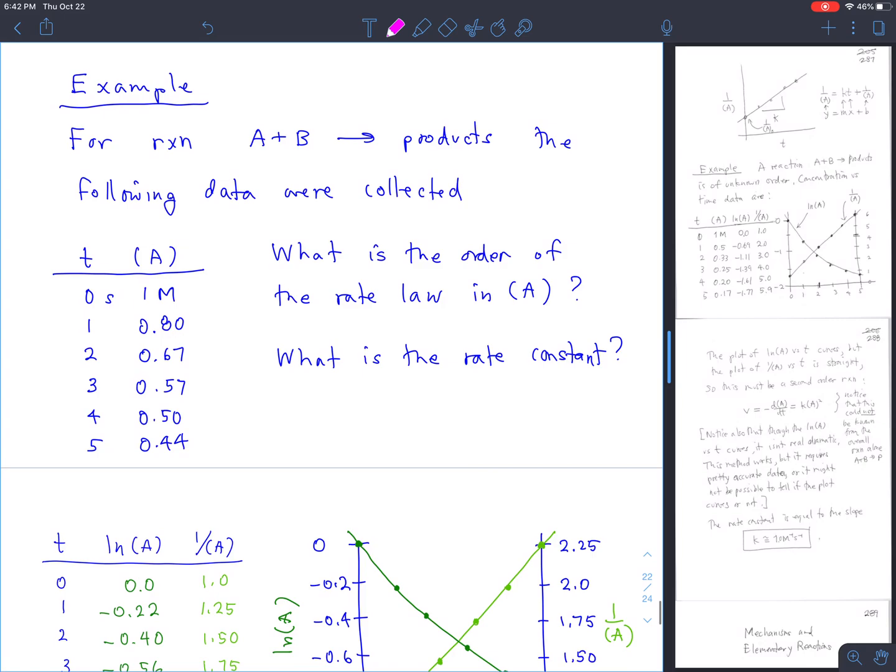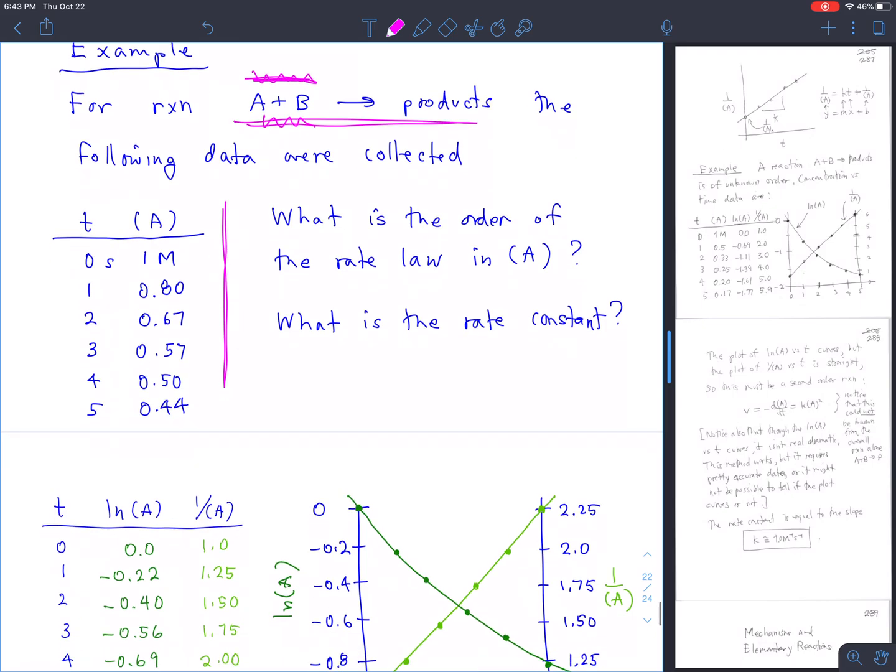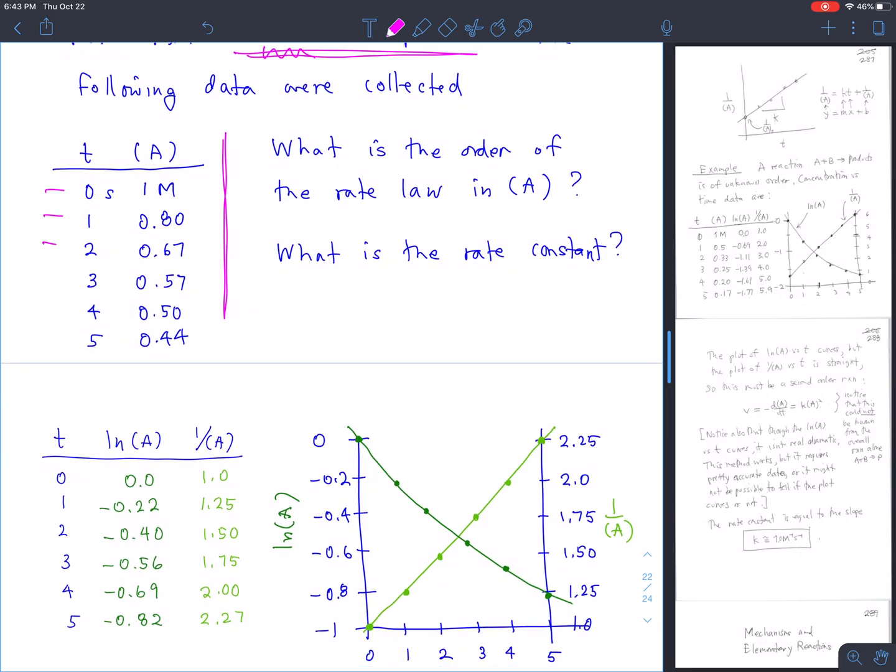All right, let's do an example. For the reaction A plus B goes to products. And again, the rate laws are not always simply related to the type of reaction, so the fact that it says A plus B goes to products doesn't tell you really anything here. We get the following data. We measure at 6 different times, and we get that the A concentration is 1 molar, 0.8, 0.67, 0.57, 0.50, and 0.44. And we want to know what is the order of the reaction and what's the value of the rate constant.